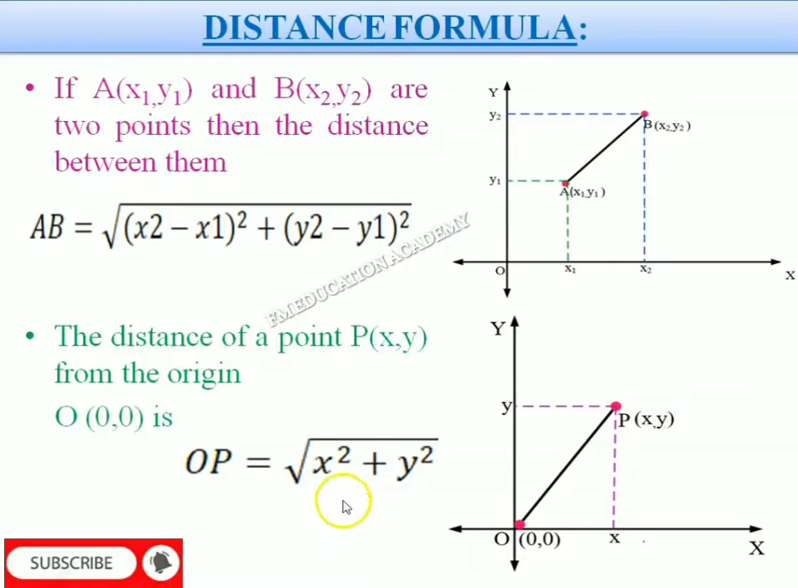x minus 0 is x only. So x minus 0 whole square means x square, and y minus 0 means y only. So y minus 0 whole square means y square only. So always remember the distance of a point P, x, y, if we have to measure from the origin 0, 0, it will be simply root of x square plus y square.